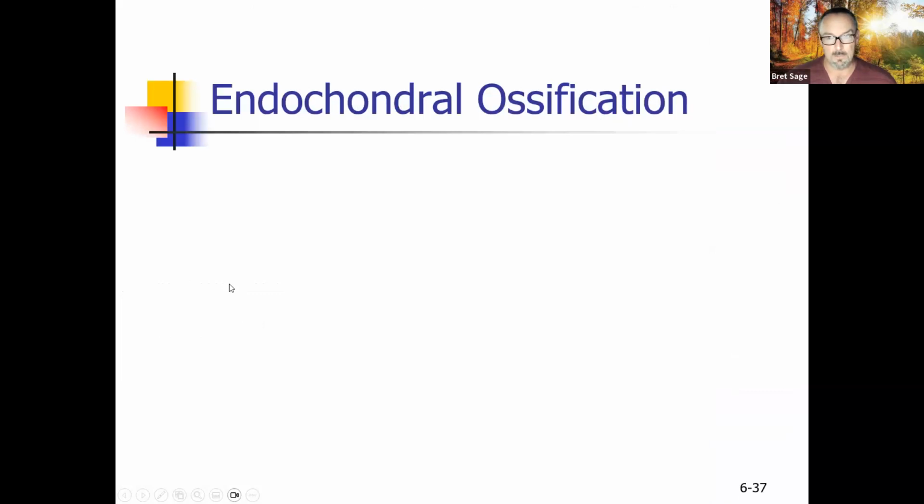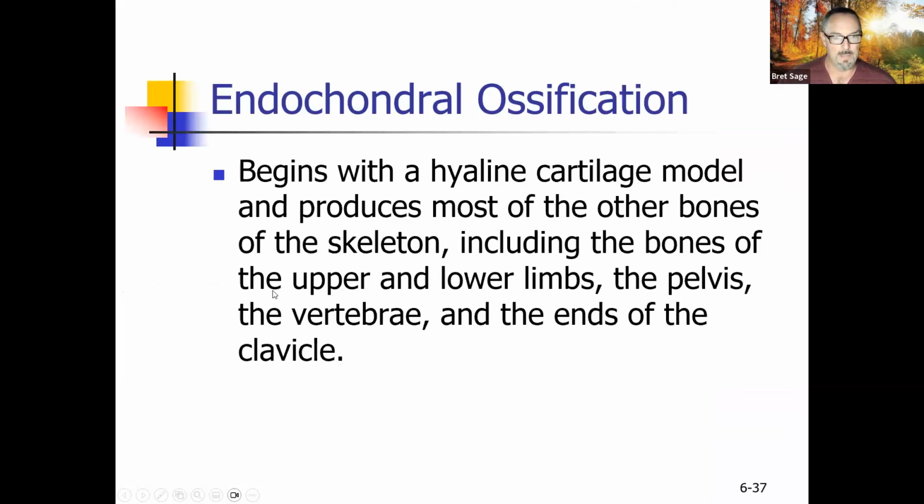Okay, endochondral is the one I'm going to spend the most time talking about. It begins with a hyaline cartilage model. So we start off with a full skeleton of hyaline cartilage. We don't start with bone. And then what happens is your body chews away at the hyaline cartilage and replaces all that cartilage with bone. So these are the bones that are formed from endochondral. Endo means inside, chondral means cartilage.